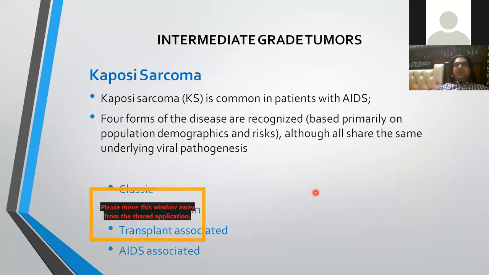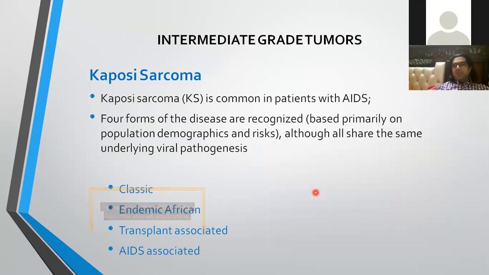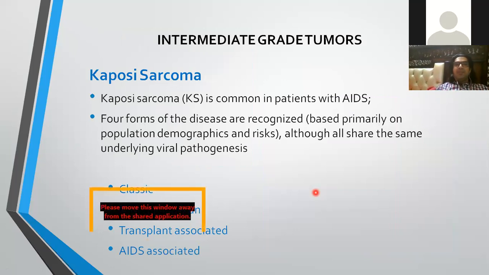Okay, now intermediate category tumors. And as I told you, in the intermediate category tumors, we have two tumors. One is Kaposi sarcoma, right? And the second tumor is epithelioid hemangioendothelioma, right?